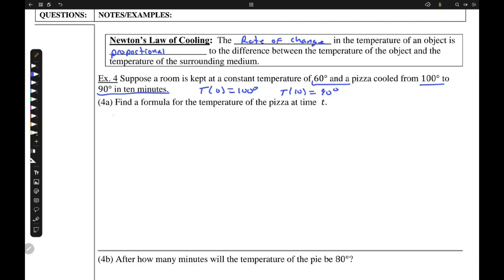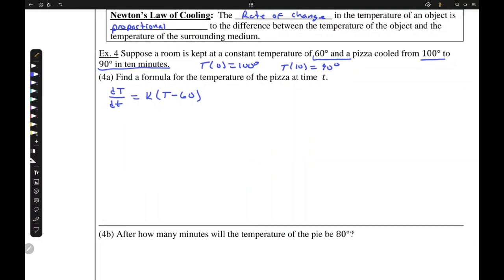And we're doing differential equations, so this is a rate. This is maybe going to be a little bit confusing. It's dT, big T for the temperature, over dt, little t. And this is going to equal k, our constant of proportionality, times T minus 60. The big T is the temperature of the object, and the 60 is the temperature of the surrounding medium. And so we're just going to work our way through and solve this.